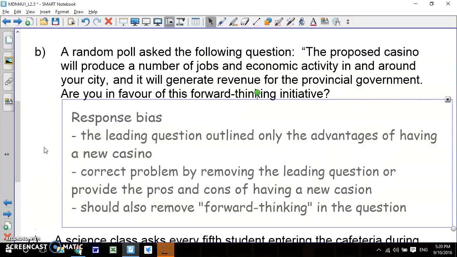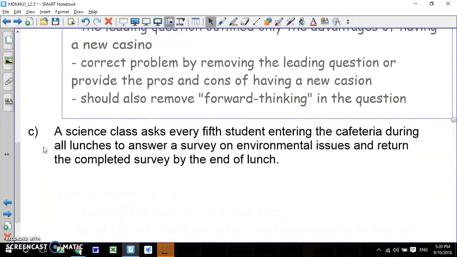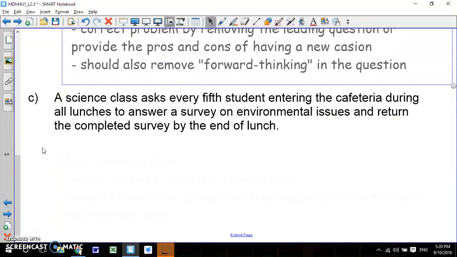Okay, and then let's look at C. A science class asks every 5th student entering the cafeteria during all lunches to answer a survey on environmental issues and return the completed survey by the end of lunch. Well, if you ask people to fill out the survey and then they can always come back to you, give it back to you, what's the chance that these students will return the survey to you?